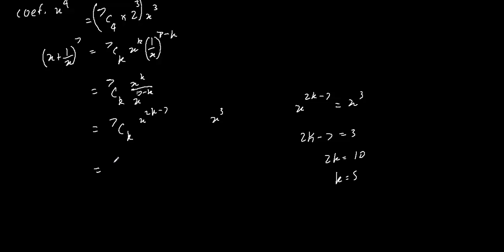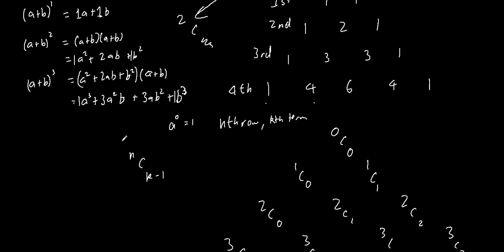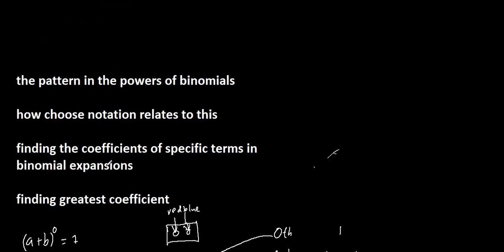So then I sub k equals 5, sorry, my brain's broken. 7c5 times x cubed, right? That's basically it. So we end up with our coefficient, which we can just plug into a calculator and get our result. All cool? Now, that's how you find the coefficient of specific terms in binomial expansions.